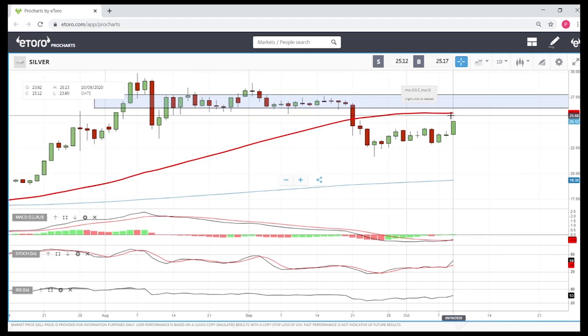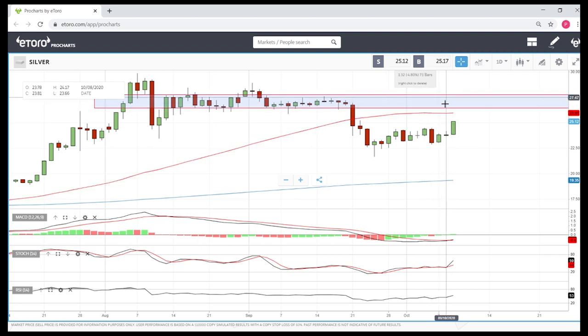We first have to clear the 50 moving average, then get through this area, and then we can say that we are going to these highs of the 30s. A breakdown from here would leave us all the way down to the $20 level or the 200 moving average. But the technical indicators for silver are really bullish, all of them.